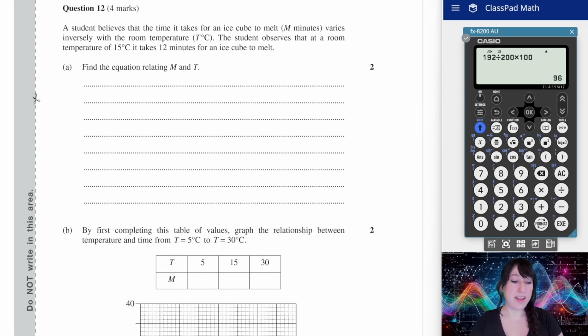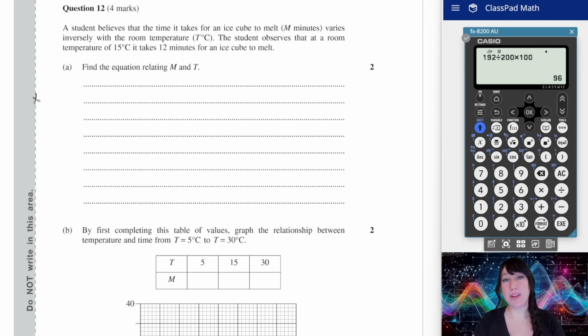Question 12. A student believes that the time it takes for an ice cube to melt, m minutes, varies inversely with the room temperature, T degrees Celsius. The student observes that at a room temperature of 15 degrees Celsius, it takes 12 minutes for an ice cube to melt. Find the equation relating m and T.